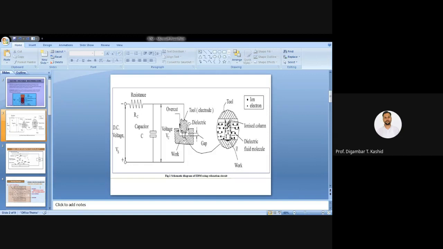Because of a single spark, the crater height I have shown is very small. Here you can see this crater height. Due to a single spark, this much crater height is achieved, and it is very small, maybe 1.2 to 1.5 micron. The diameter of your crater is maybe near about 10 micron.